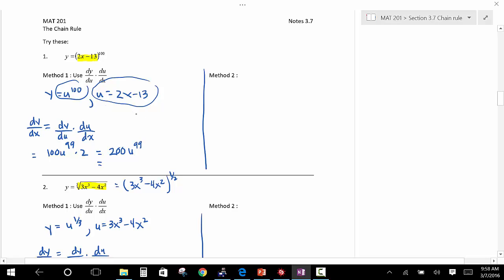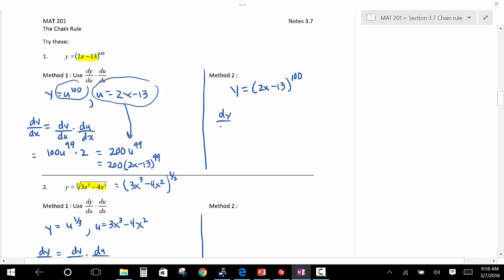You got to plug back in for u, okay, because you want your answer to have x's in it. So you would have 200 times 2x minus 13 to the 99th power. That's it, okay? If you do this the second way, without having to break it up into 2 functions, you just go like this.